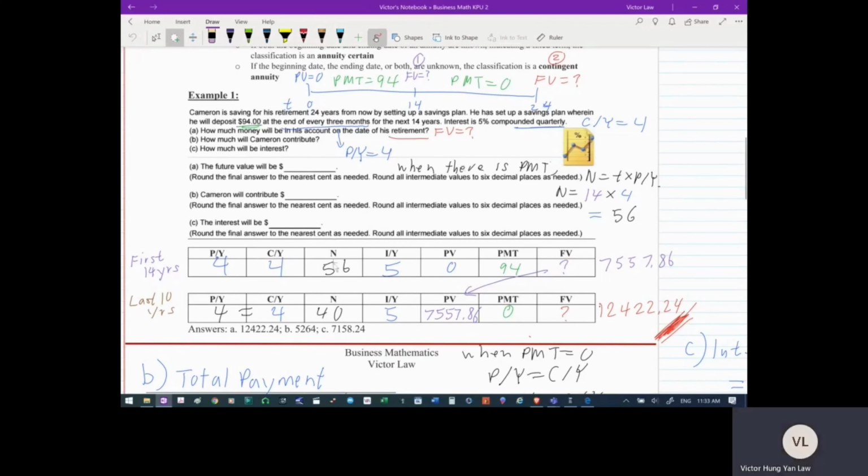And then next, we're going to calculate the N. N is 56 for the first 14 years, and how we get the 56.